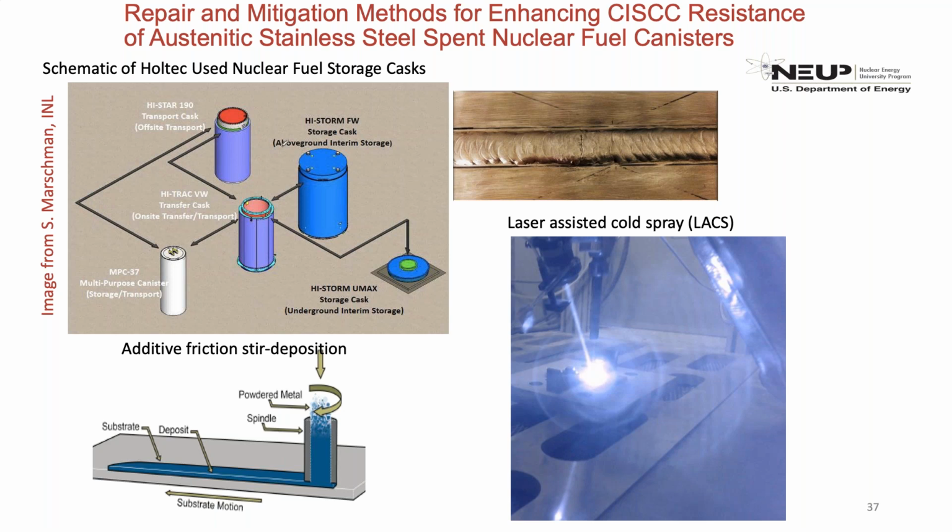They store spent fuel in an above ground storage cask. So this is a big stainless steel cask to store spent fuel. And they're often near coastlines or maritime environments. And they have welds because they're stainless steel and they're welded together.